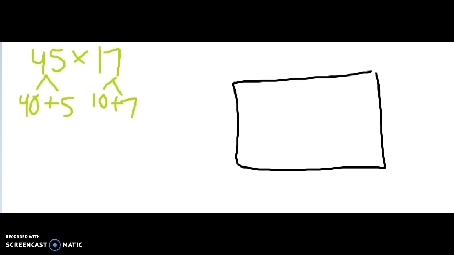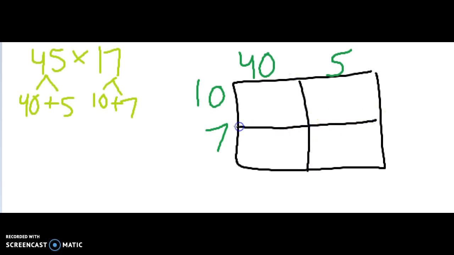Since 40 and 5 are from the same number, they will go on the same side, 40 and 5, same with 10 and 7. Next, we'll draw our lines.